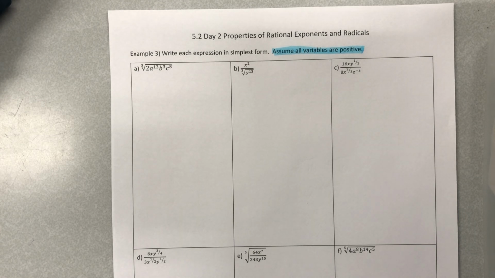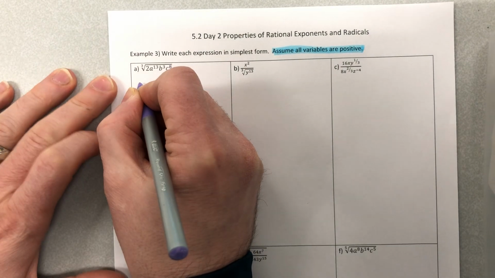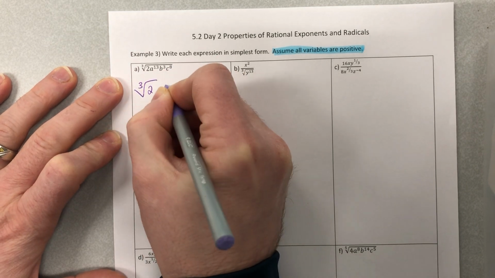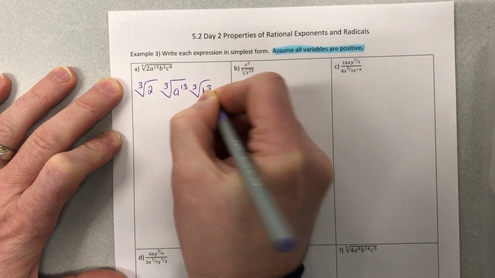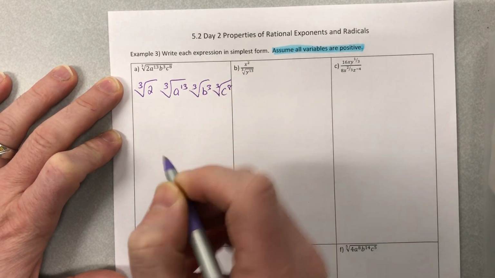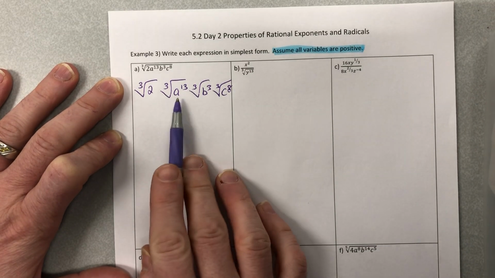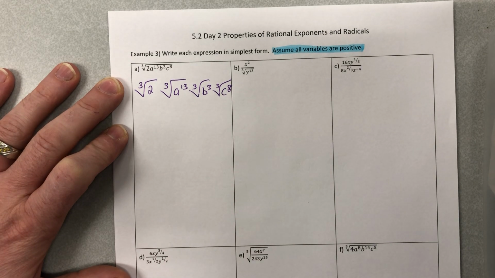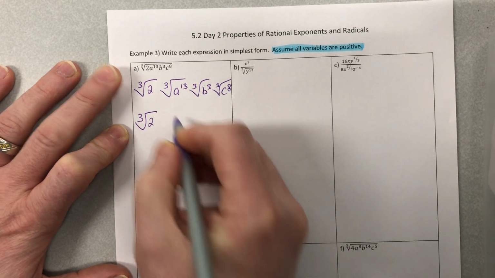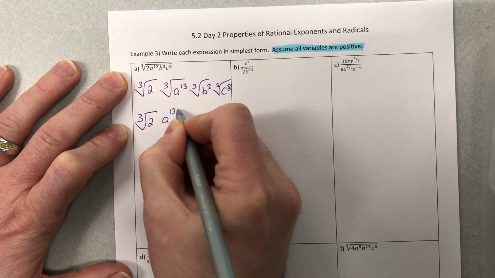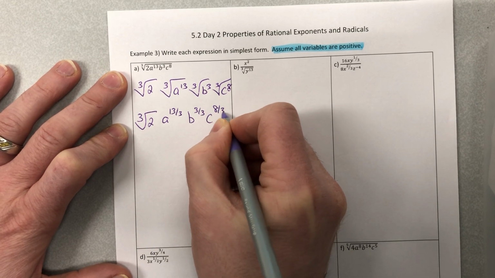Okay, so when we look at the first one, I'm going to separate each of them first so we can see it. So this would really be the cube root of 2 times the cube root of a to the 13th times the cube root of b to the 3rd times the cube root of c to the 8th. All right. I'm going to rewrite the radicals involving variables as rational exponents. So this would really be a to the 13 over 3, b to the 3 over 3, and c to the 8 over 3.